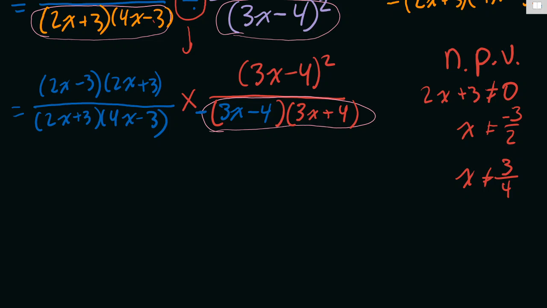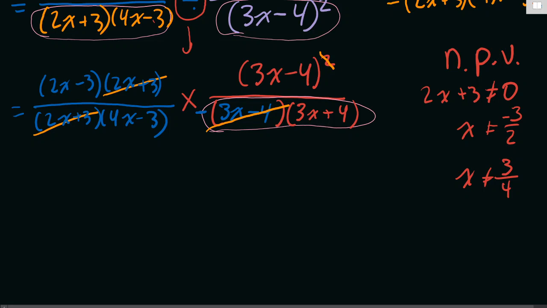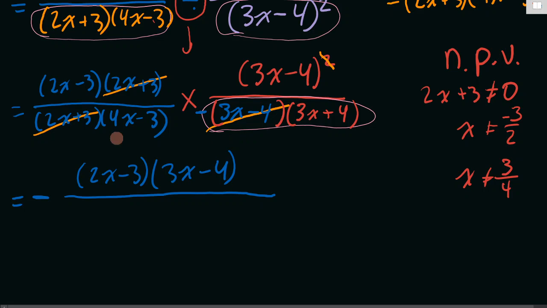So let's see. We've got a 2x + 3 and a 2x + 3, and a 3x - 4 and a 3x - 4. So this 3x - 4 reduces one of the 3x - 4s up top. And I think that's it. No 2x - 3s, no more 3x - 4s. So we're done. Our final reduced expression has a negative sign, so I'm going to put a negative sign in front, which makes the whole thing negative (2x - 3)(3x - 4) over (4x - 3)(3x + 4).